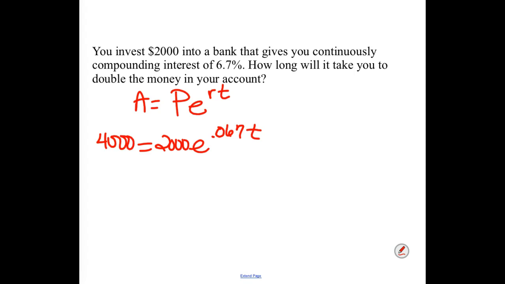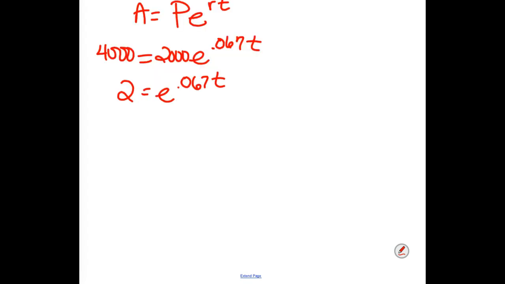So did it really matter that we put 2,000 in? I could put any number in. If I wanted to double, it's going to come out to be the same answer I get here. Because my first step is to divide out the 2,000, I end up with this. Yes? If I wanted my money to triple, instead of a 2, I'd have a 3. Okay? Doesn't really matter how much I start with. It's the time it's going to take for it to double or triple. What would we do as our next step?